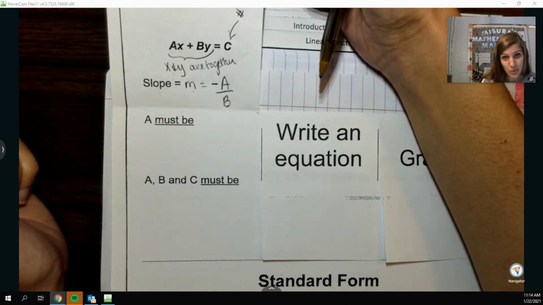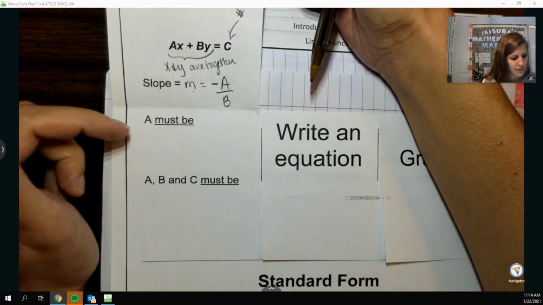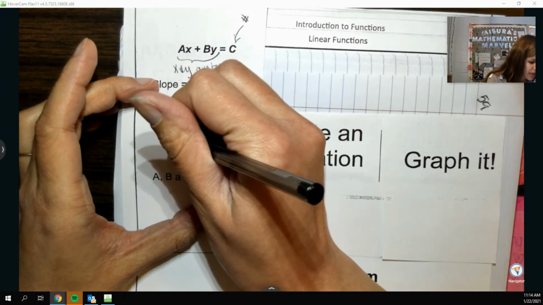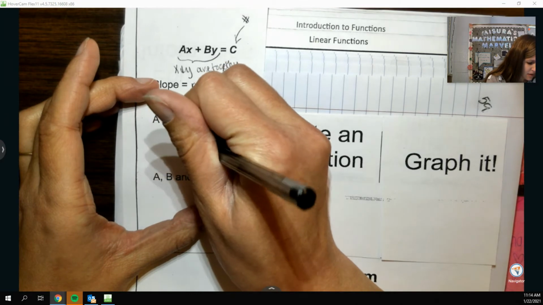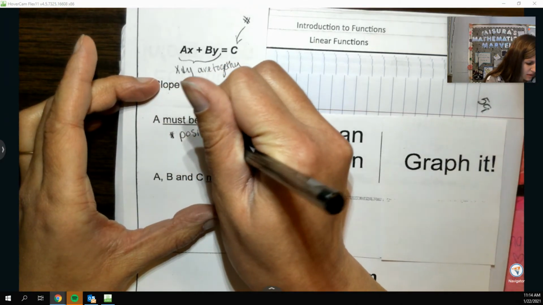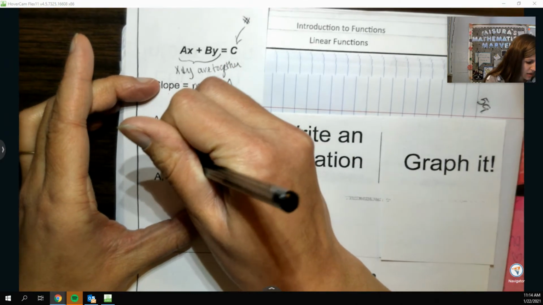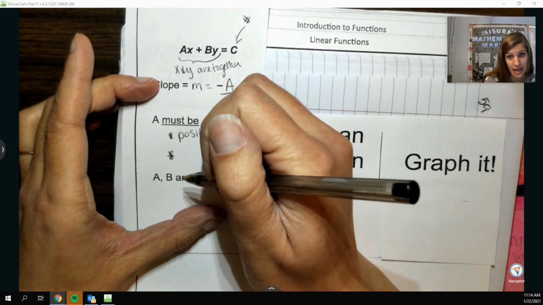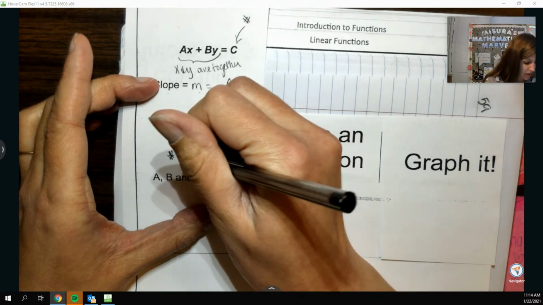Now, when I'm trying to write something in standard form, it's mathematically appropriate for A to be positive and a whole number. So not a fraction, not a decimal.